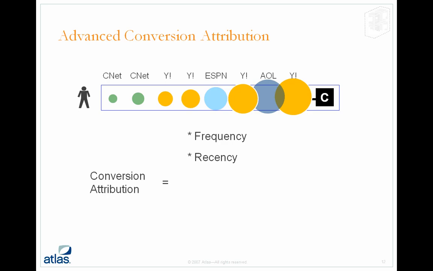We'd really like to take into account recency. So this is again a marketing 101 concept. But the closer to a conversion a display type impression is, a passive piece of media, the more credit it should get, all else being equal. So you can see that CNET here, because it was at the beginning of the window, gets less credit, and Yahoo gets a lot more credit.